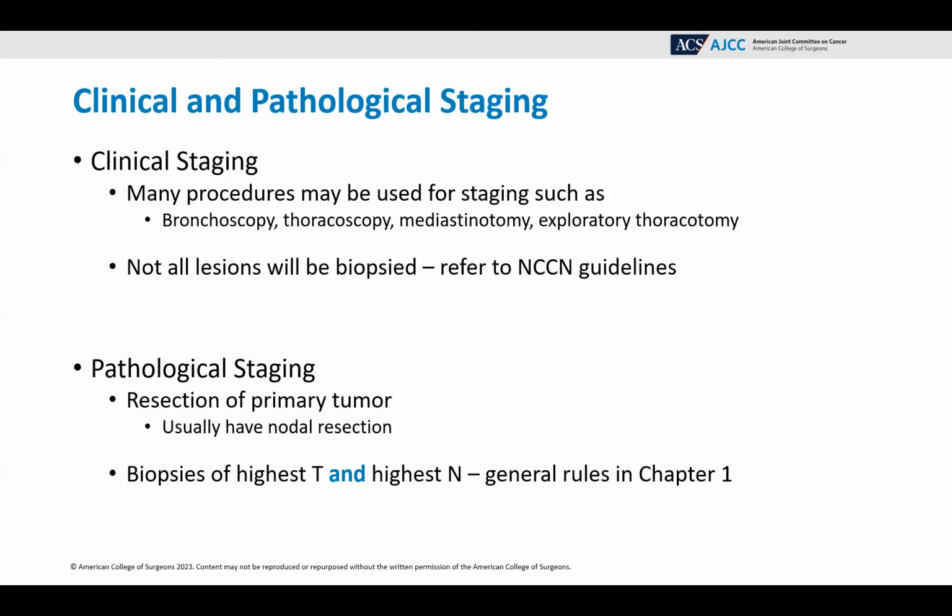Now, for pathological staging, you need a resection of the primary tumor. Usually there's a nodal resection with it, but you don't have to have that. In some cases, you can have a biopsy of the highest T and also a biopsy of the highest N, and that is in the general rules in Chapter 1, but you have to have biopsies of both the highest T and the highest N in order to use that rule to assign pathological staging.